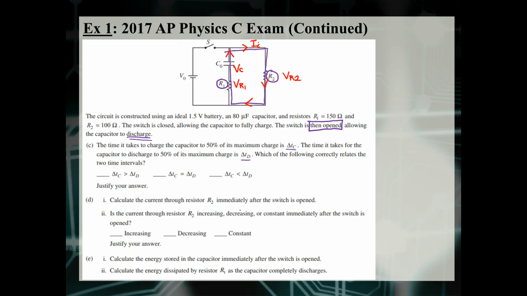Okay, we got one more part here. So it says E, part I, calculate the energy stored in the capacitor immediately after the switch is open. Okay, at least this is easy to calculate. So I think the best equation to use for figuring out potential energy stored in a capacitor is the one that says UC is equal to 1/2 C delta V squared.